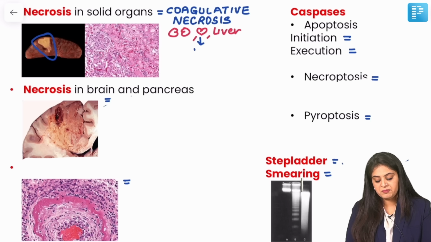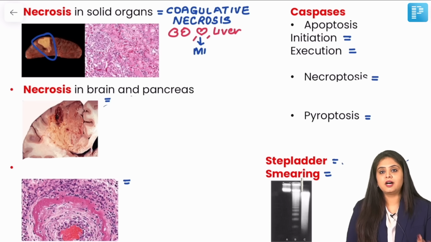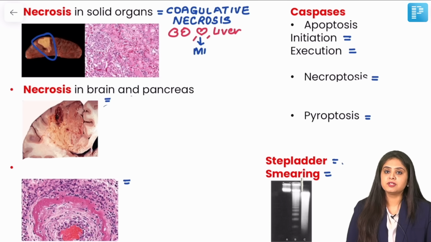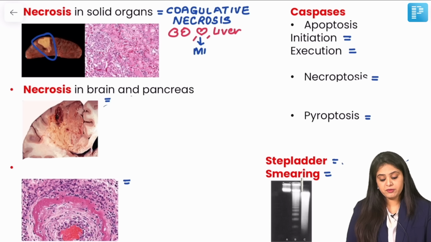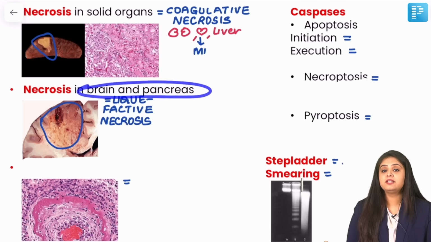So for example, you get a history of myocardial infarction, solid organ, then the heart is going to show you coagulative necrosis. However, if there are two solid organs like the brain and pancreas mentioned, we would now be wanting to mark liquefactive necrosis. As you can see over here, the brain over here is showing you a liquefied area, because these are the organs which are very rich in enzymes.